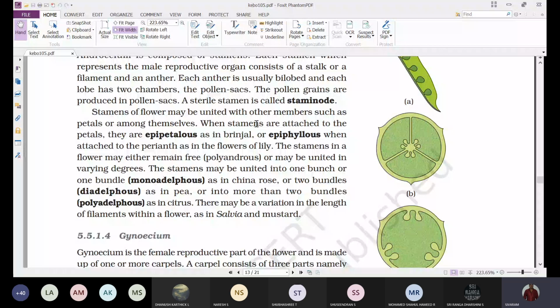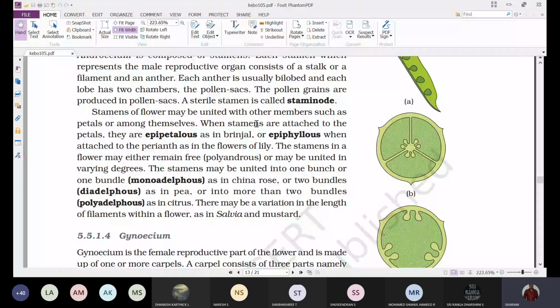It is not attached with any other structure. It remains single, but the remaining 9 stamens are fused to form one bunch. So we can observe a 9 plus 1 arrangement. As they are arranged in 2 bundles, one bundle consists of 9 and the other of only one stamen, such an arrangement we call a diadelphous condition.